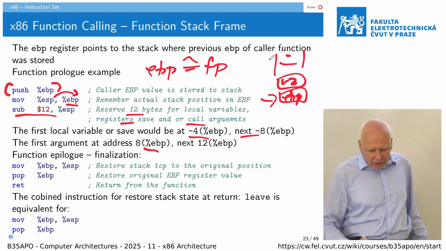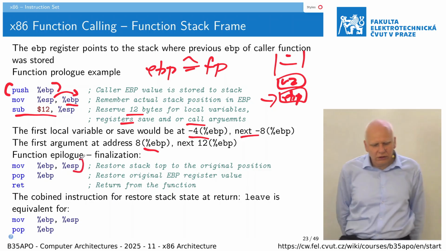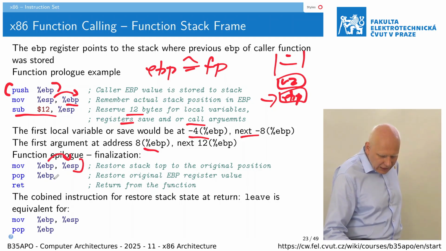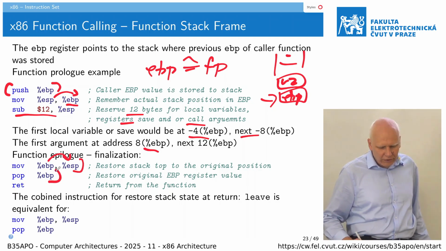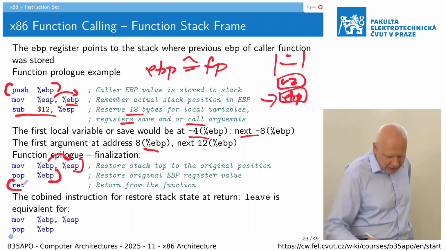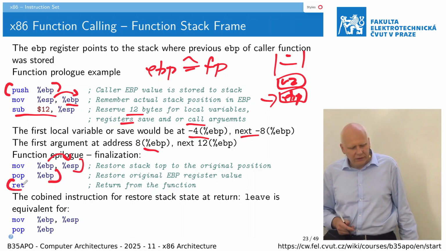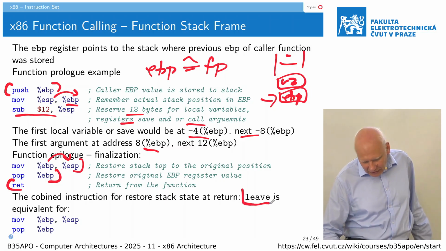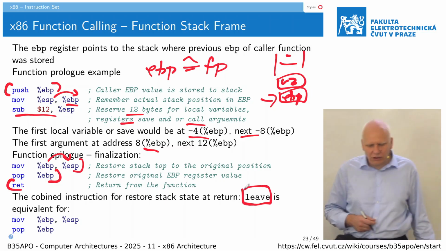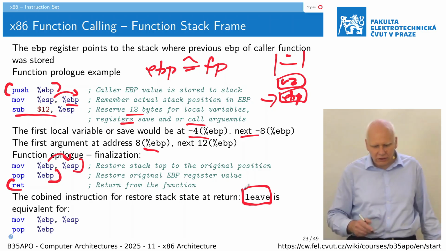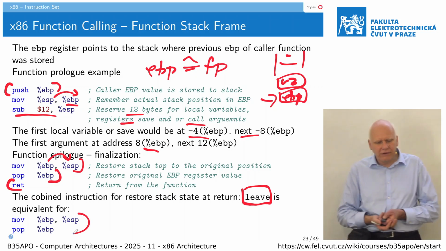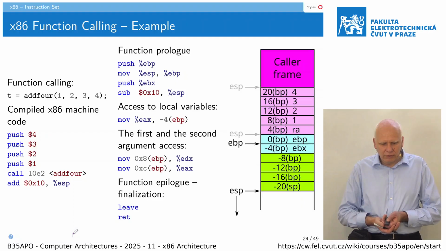And at the end of the function, we need to restore the stack pointer to the previous position. Then we restore the previous value of EBP and use the return instruction. And there is even such a macro instruction, or fused instruction, which is called leave. This is equivalent to those two steps: it first restores the stack and then restores the previous EBP value.